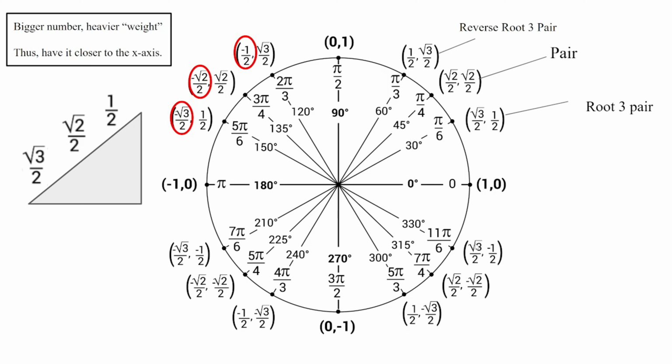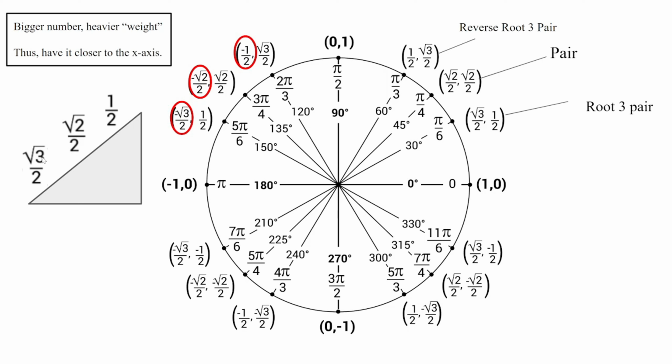Now we're going to memorize 3 values here. All we need to know is these 3. Let's take a look at a pattern. We see the top, root 3, root 2, 1. It's almost like a 3, 2, 1. Remember the big heavy number comes to the bottom, just like we did with 3, 4, 6. We're going to do the same thing here.